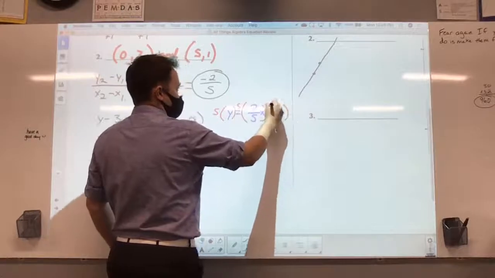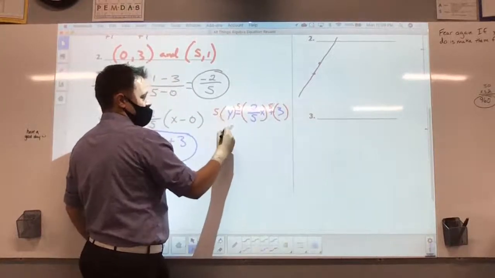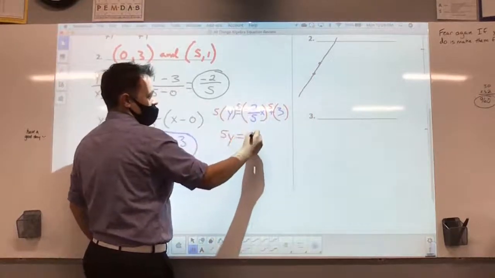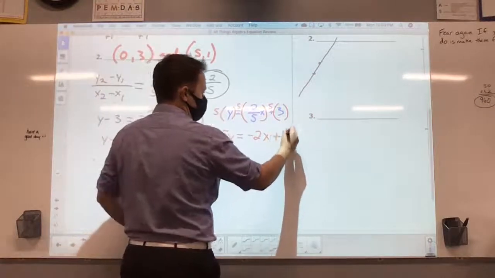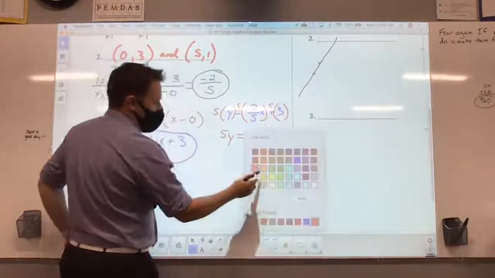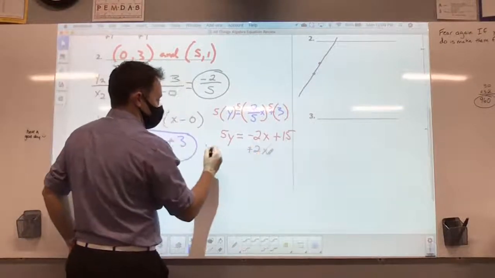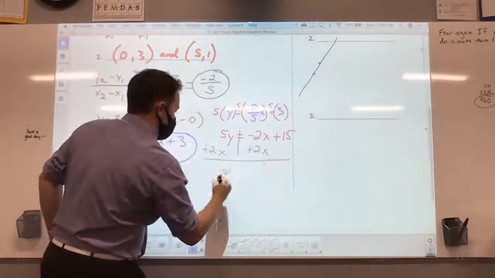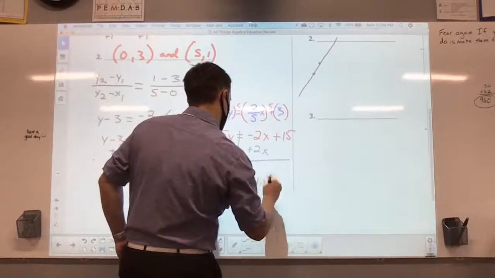Now, I only do this so you understand it's each piece. So that means this is a 5y. The 5's cancel out, -2x. And then this is a plus 15. So in the end, when you add 2x to both sides, here's your standard form equation. This is what almost none of you got right.